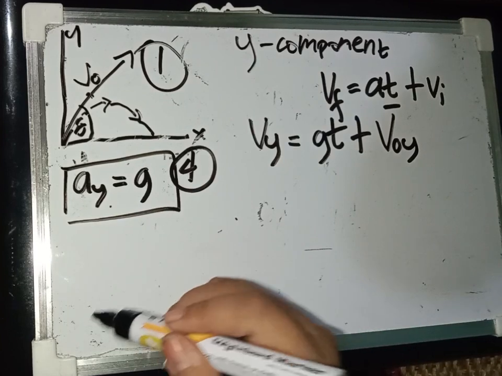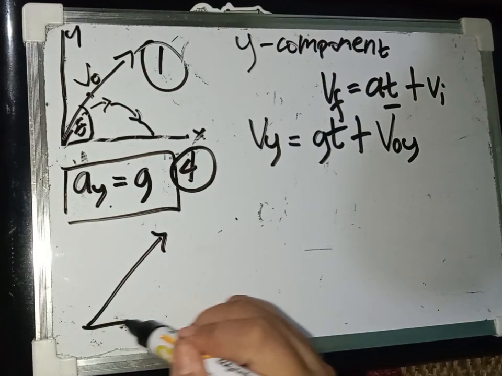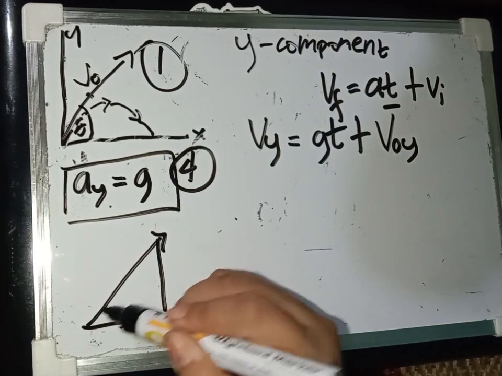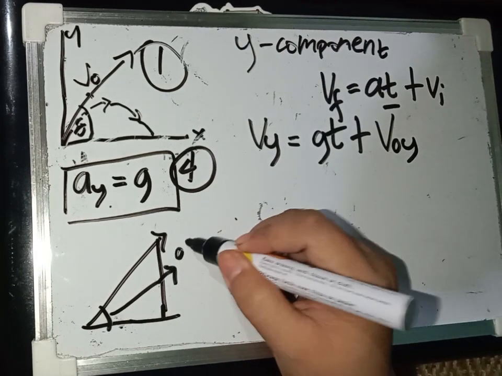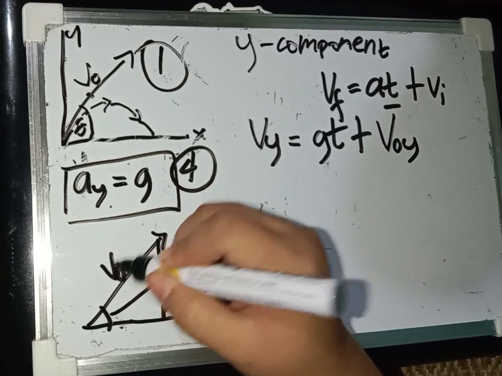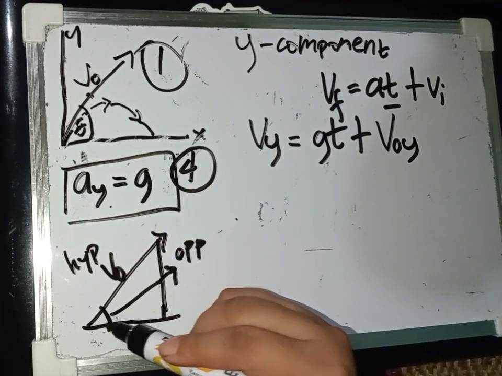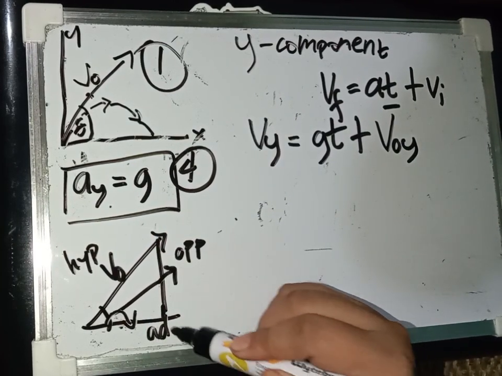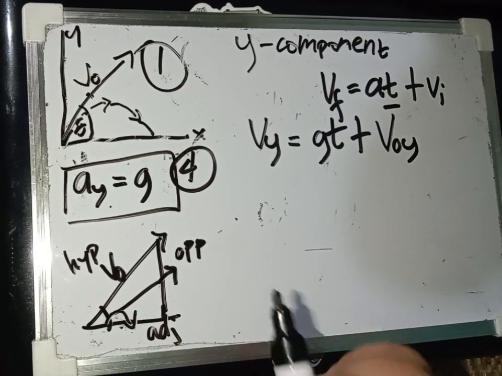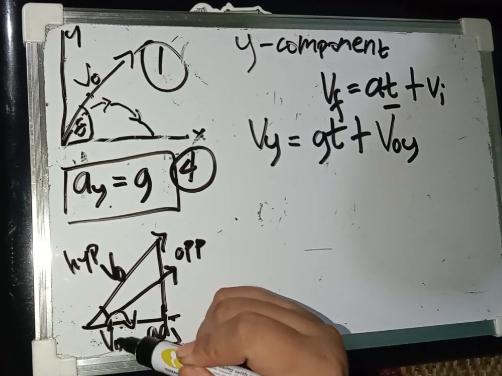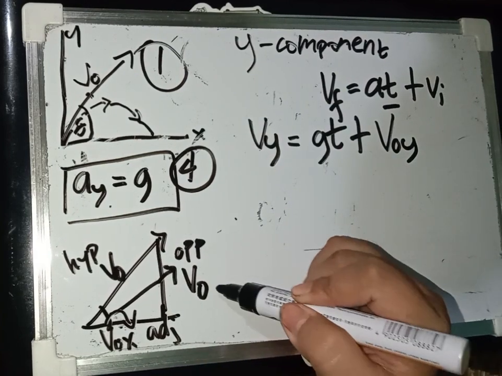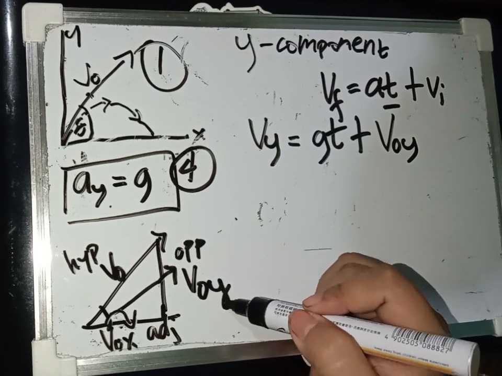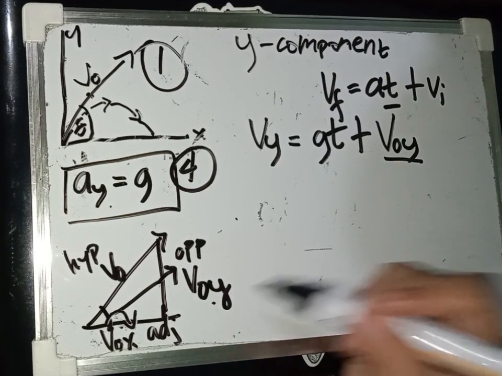So again, we will be isolating the diagonal, horizontal, and vertical, and the angle here. This is the opposite side. So this is the opposite side. This is the v naught, the hypotenuse. And this is the adjacent leg of the triangle. So for the v naught, this is v naught of x, right, from earlier. And then v naught of y, or initial velocity at y. This is the v naught of y. This is the one, v naught of y.